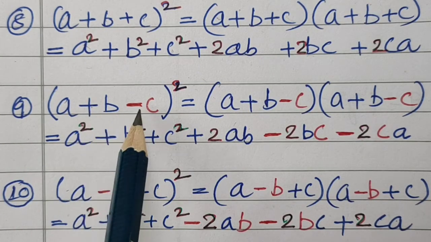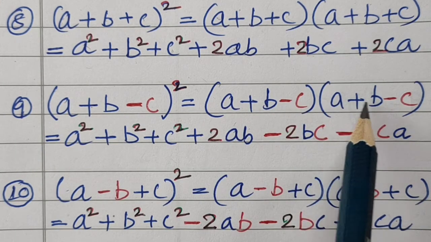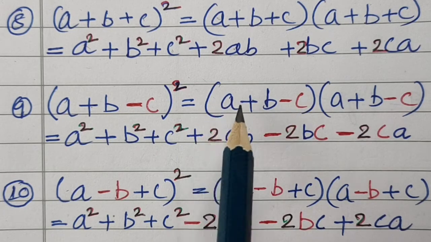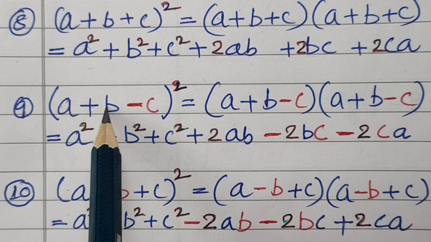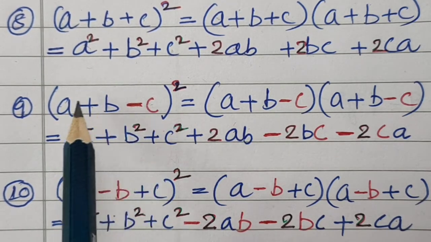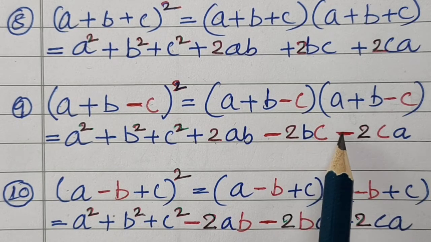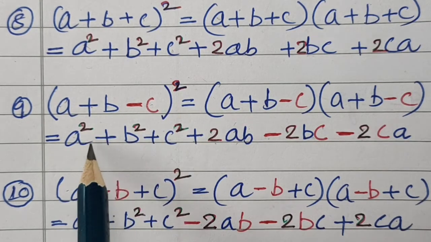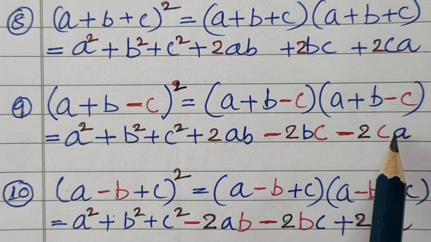(a + b − c)² is equal to (a + b − c)(a + b − c). Wherever you multiply −c with another term, that will become minus. This is a² + b² + c² + 2ab, because we are multiplying c with b, −2bc, once again c with a, −2ca. So a² + b² + c² + 2ab − 2bc − 2ca. This minus is because of this −c.